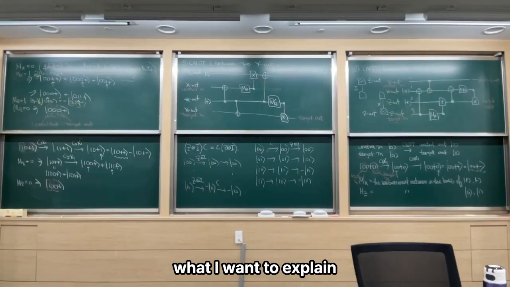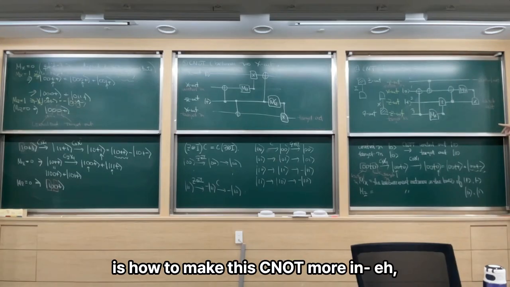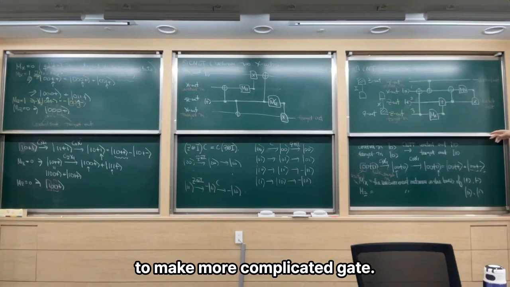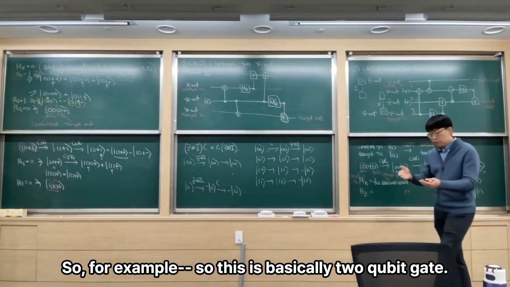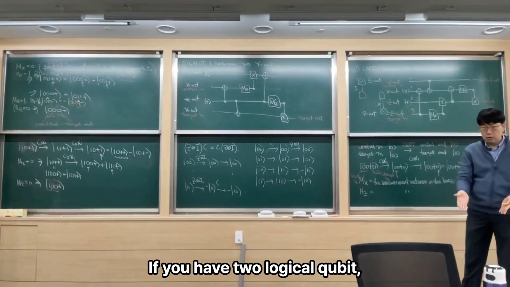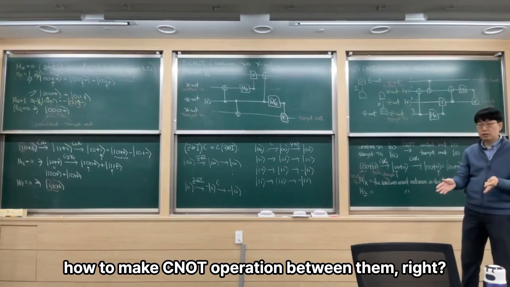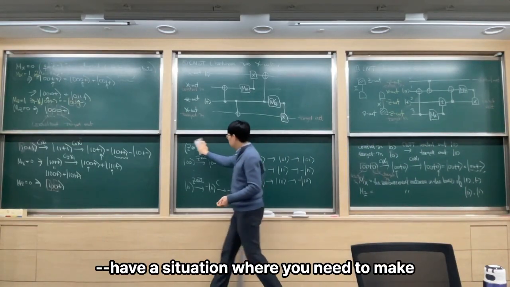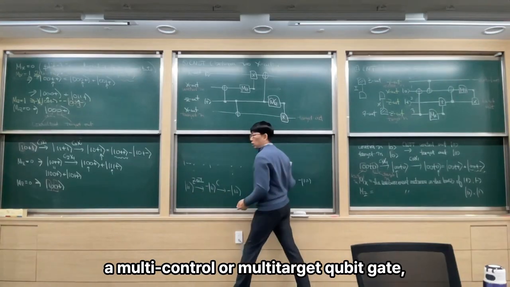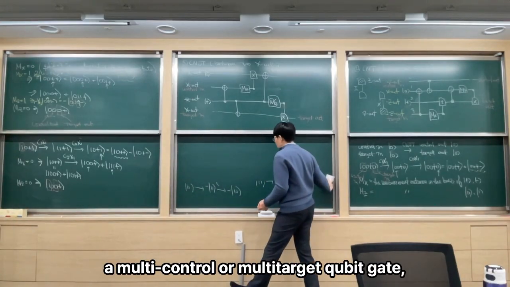For now, what I want to explain is how to use this CNOT to make a more complicated gate. This is basically a 2-qubit gate. If you have 2 logical qubits, how do you make a CNOT operation between them, right? But you may have a situation where you need to make a multi-control or multi-target qubit gate.